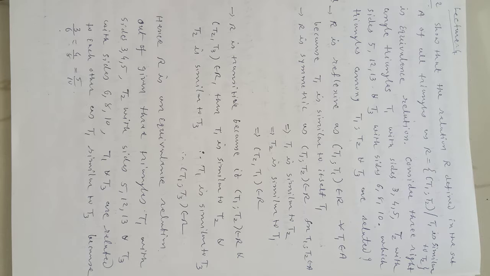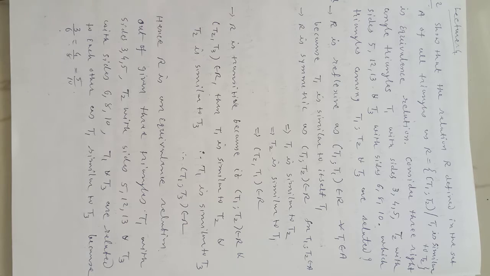Check how we decide similarity: when the ratios of sides are proportional. So look at 3, 4, 5 and 5, 12, 13. Can you see that 3 by 5 equals 4 by 12? Can you see 4 by 12 equals 5 by 13? Of course not. And therefore T1 and T2 are not similar.